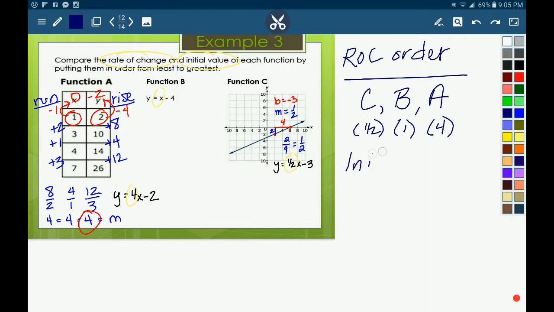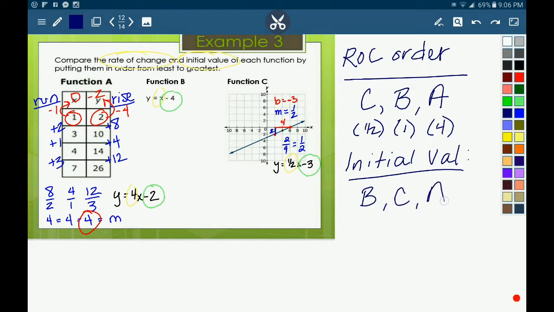Now let's look at the initial value. Initial values are the b values. So I'm seeing -3, -4, and -2. I'm going to put those in order now. Whenever we're dealing with negative numbers, remember the biggest negative number is actually the smaller number. So function b has the smallest initial value. Function c is next, and then function a has the greatest initial value. B at -4, C at -3, and A at -2.